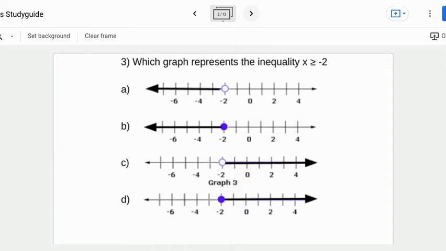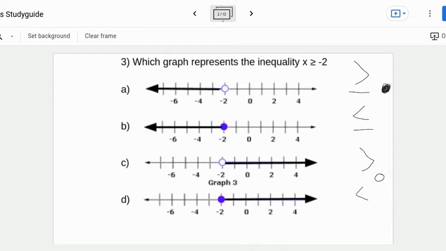So number 3 should be pretty simple, right? Just some things to remember: if we have a greater than or equal to or a less than or equal to, that gets us a closed circle. Sorry, that's as good as I can get on a closed circle. If we have greater than or less than, that gives us an open circle.